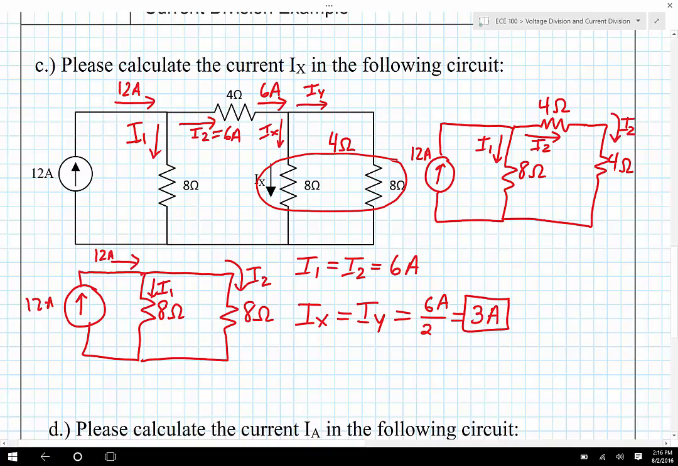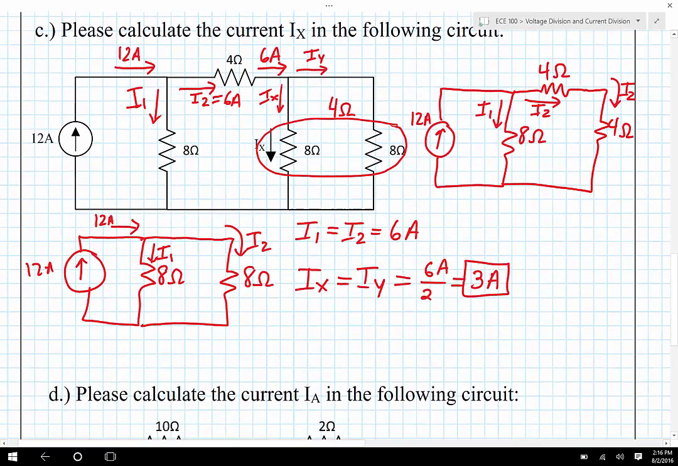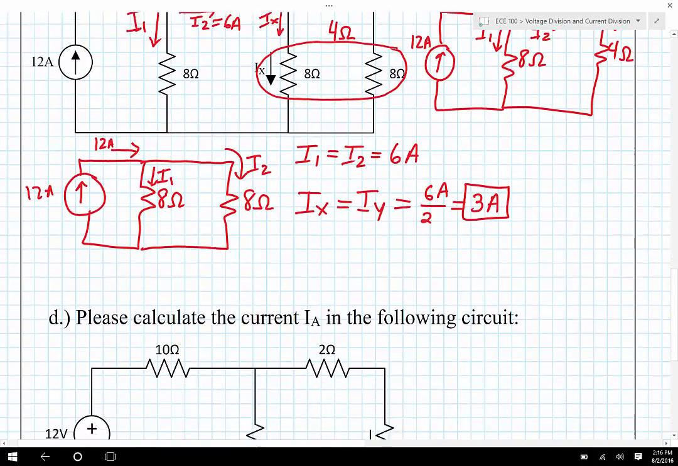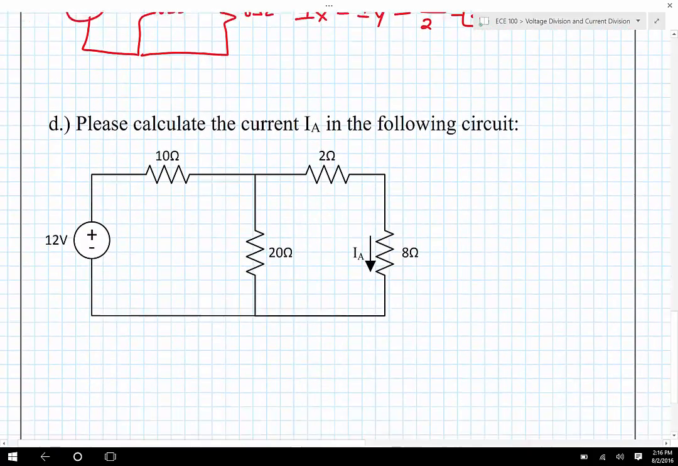So we had to solve current division once to find I2, and then we had to solve current division a second time to split I2 into I sub x and I sub y. That's a pretty challenging example. We're gonna see examples like that again next time. So if that one is one that you're struggling with, we're gonna see more examples like that.